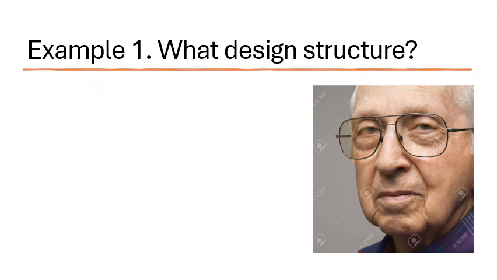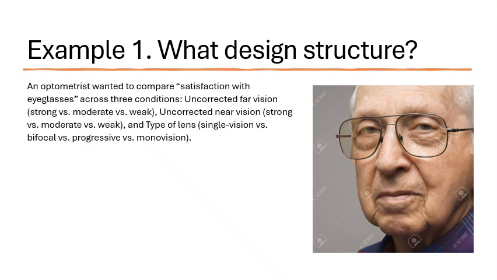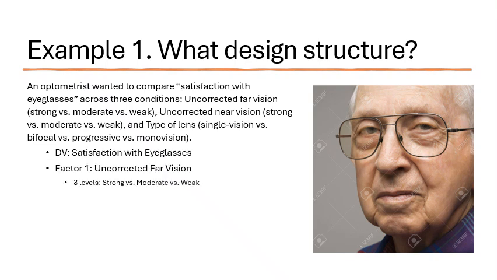So let's go through some designs. So our first example, an optometrist wanted to compare satisfaction with eyeglasses across 3 conditions: uncorrected far vision, and he's got strong versus moderate versus weak; uncorrected near vision, strong versus moderate versus weak; and type of lens, single vision, bifocal, progressive, monovision. So just to lay this out, our dependent variable is satisfaction with eyeglasses.